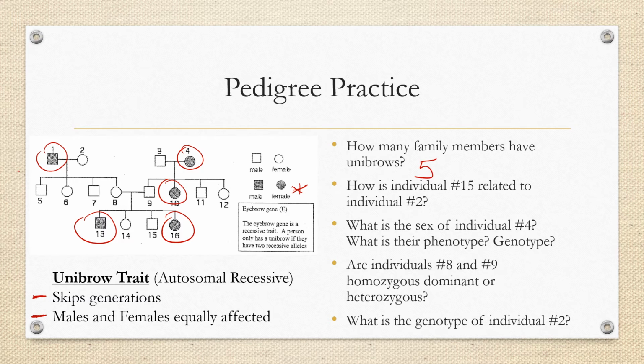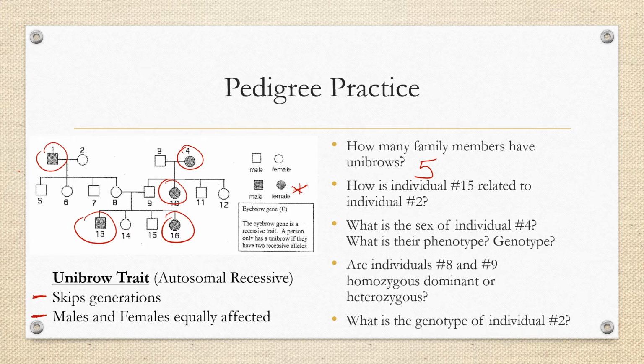I like to do this all systematically. I start on this end and work my way down. Then I move to the second row and work my way across. And then I do the same on the last row. That way I make sure I don't miss anybody as I'm going through.